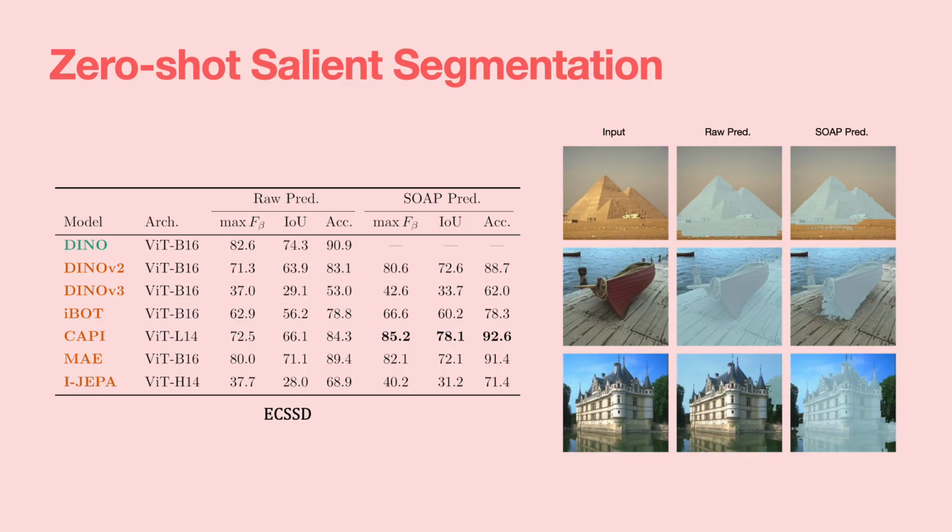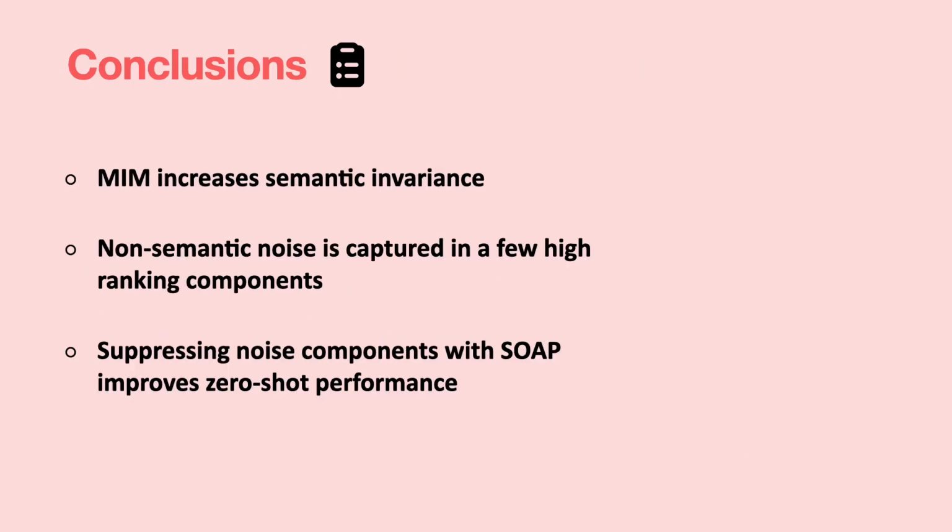We see that SOAP gives a significant boost in performance for all models that were trained with MIM objectives. For example, for CAPI, the mean intersection over union increases from 66.1 to 78.1. More results on other datasets and downstream tasks like semantic segmentation using k-nearest neighbors are included in our paper.